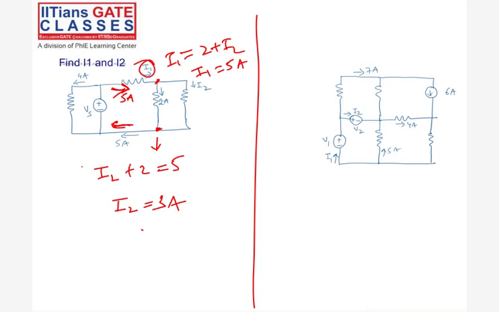Find the current I1, and where is I2? This one. Use your KCL and KVL. Sorry, KCL is enough. Any answers? I'm waiting. Are you trying or shall I do it?